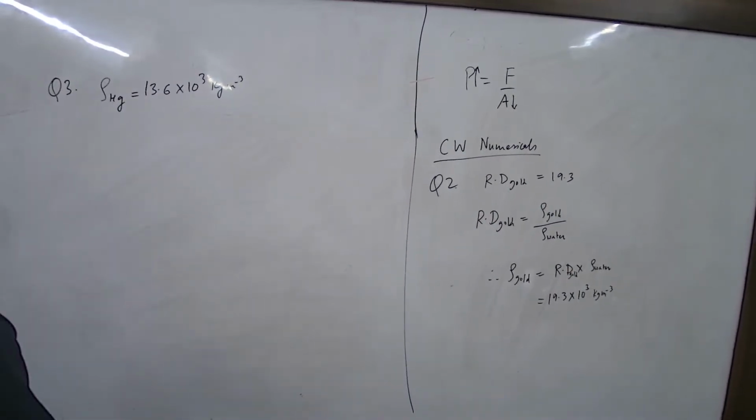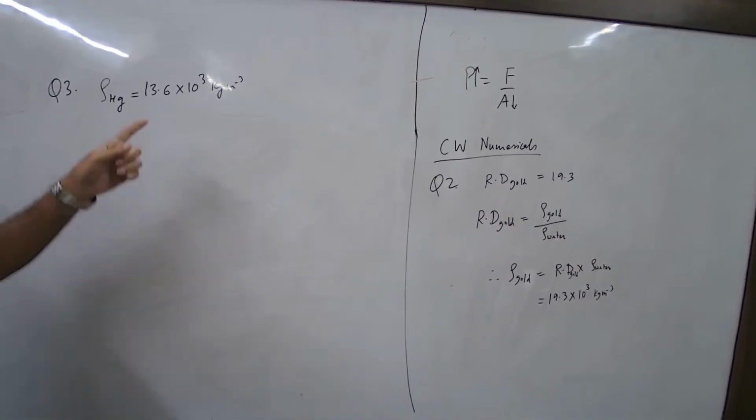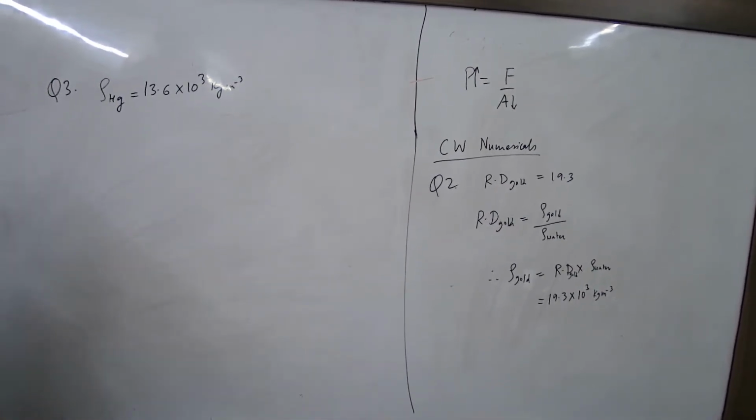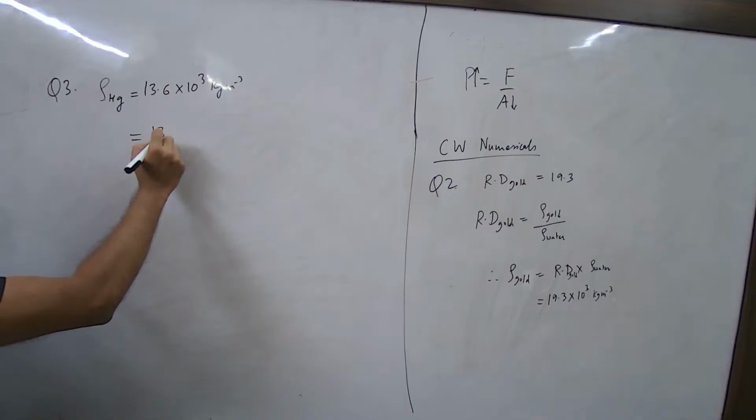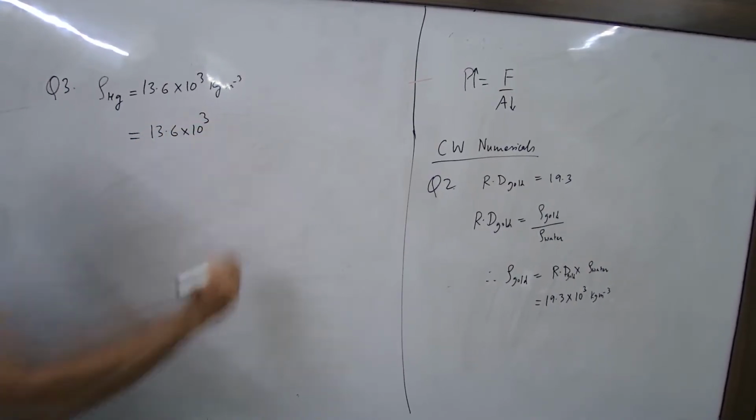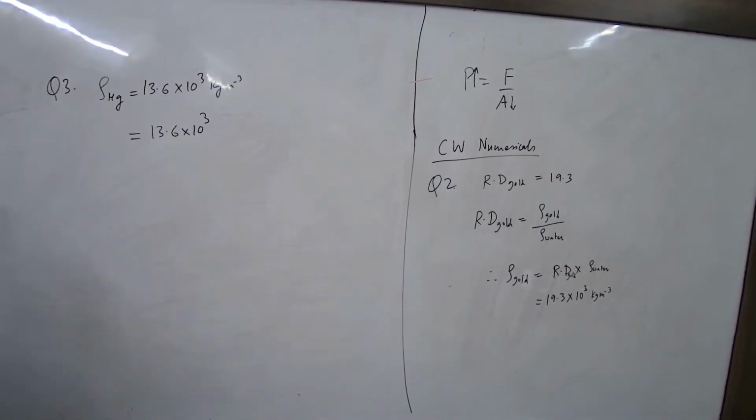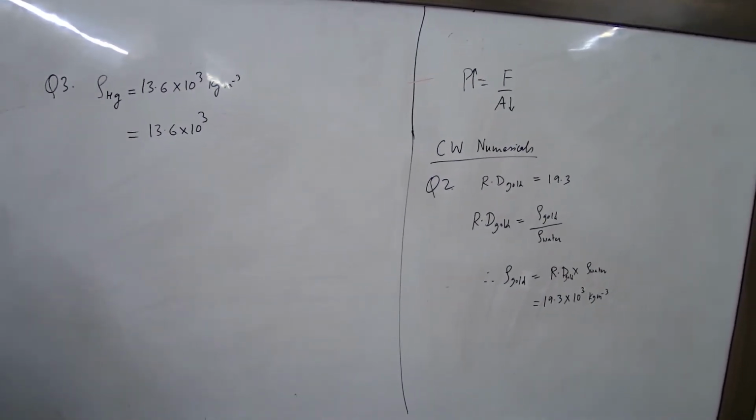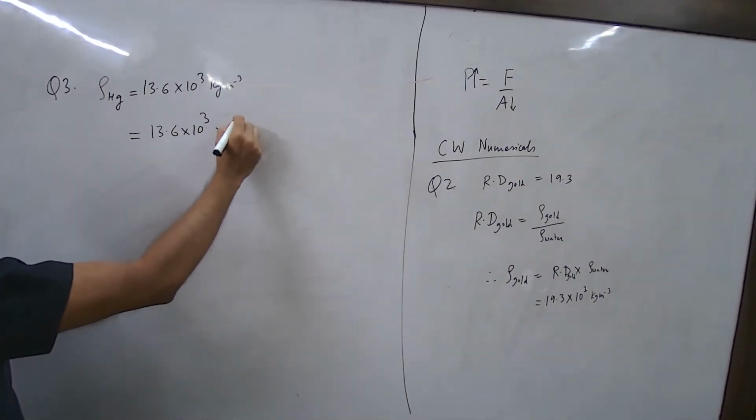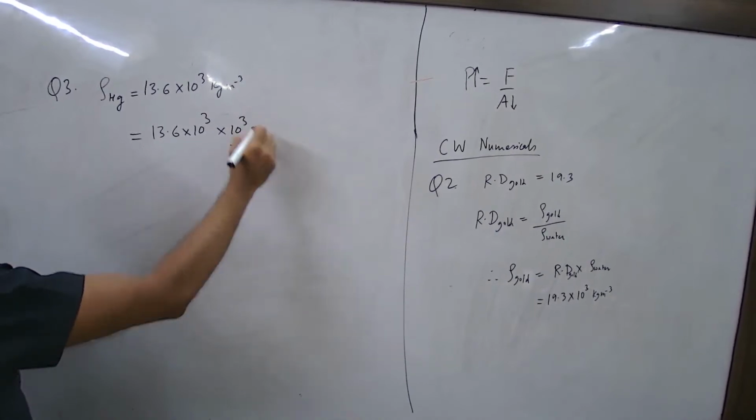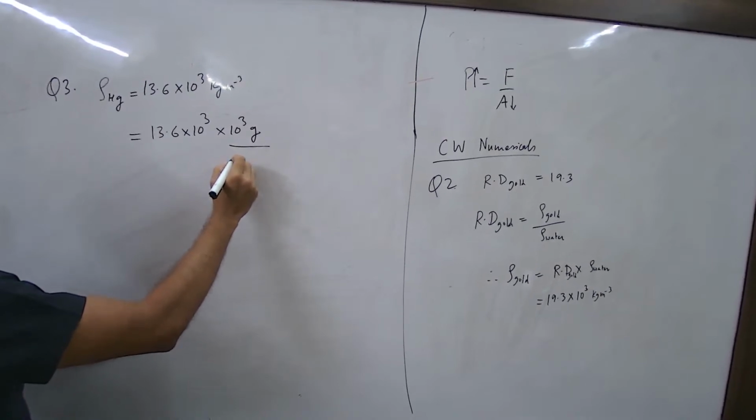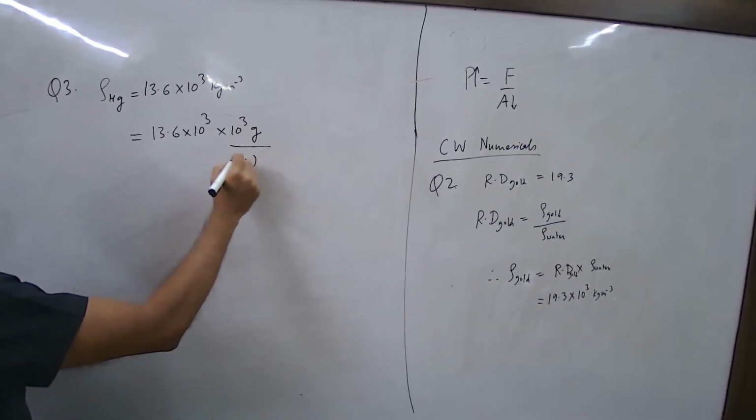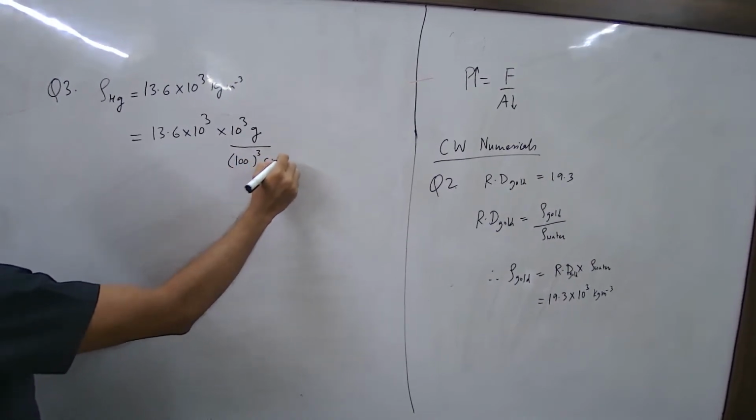Express it in gram per centimeter cube. So how many grams? Look, 13.6 into 10 raised to 3 as it is. Kg is how many grams? 1000 grams. And this is meter cube, right? So how many centimeters is a meter? 100. Cubic centimeter. Okay, got it?